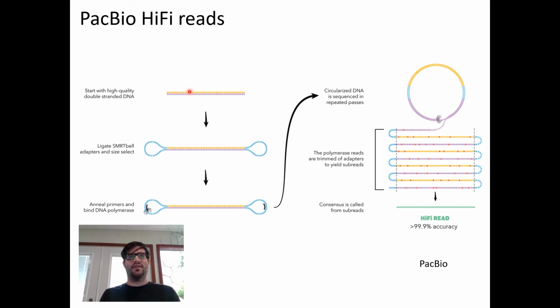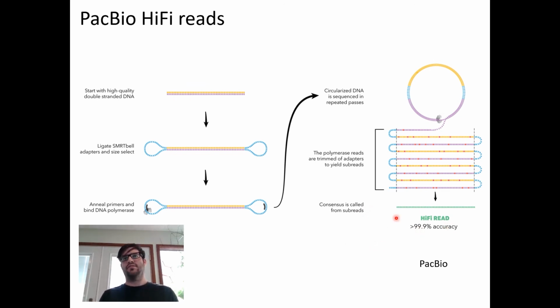Instead of it going through once, as you would have for a long linear piece of DNA, it goes through several times. And by going through this same circle several times, we sequence each base pair in that sequence maybe 3 to 20 times, and then you can find a consensus from that. And at the end of the day, we get these very high quality reads that have an accuracy of 99.9+%.